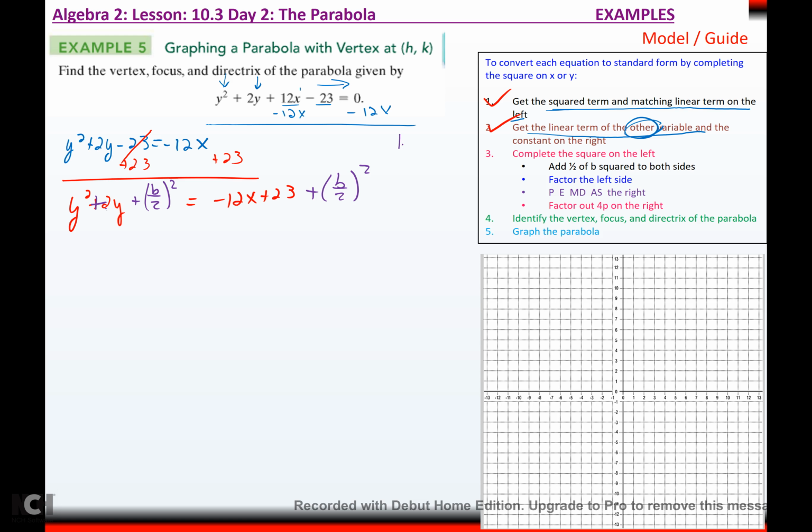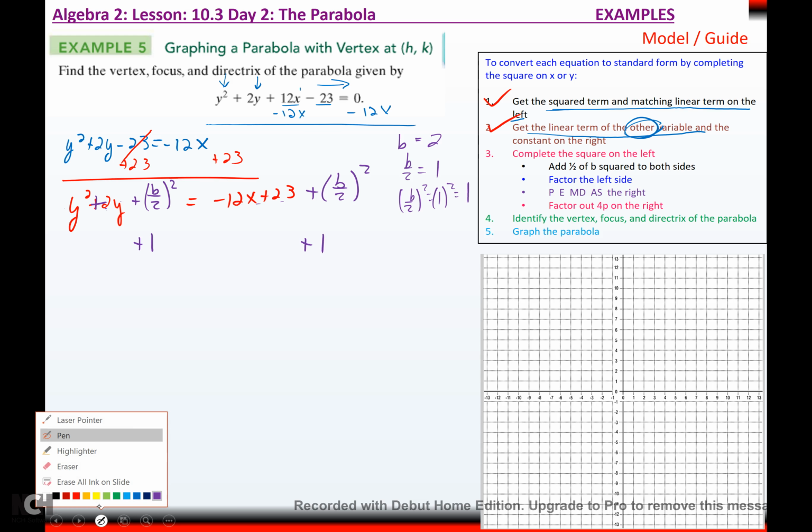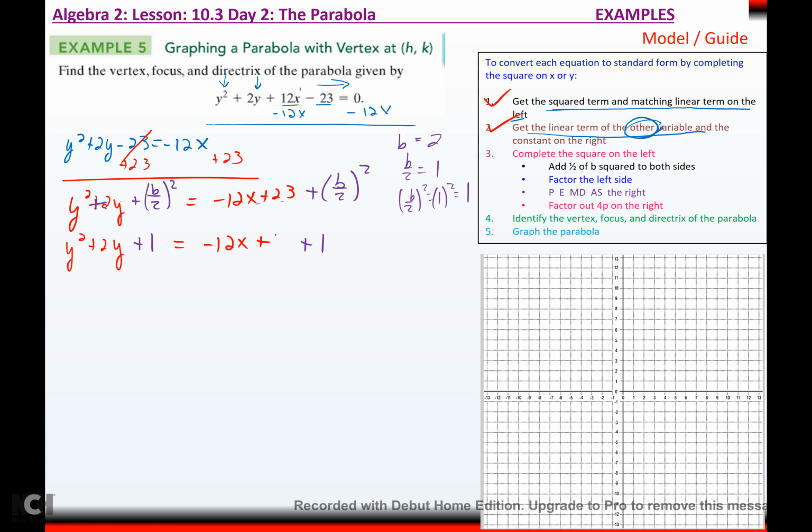Well, b is 2. We're looking at the squared term, the one that has y squared and a linear term. You're not looking at these two. b would be 2. Half of that would be 1. Square that, 1 squared would be 1. So what I'm going to do is add 1 to both sides, which now gives me y squared plus 2y plus 1 equals negative 12x plus 23 plus 1.